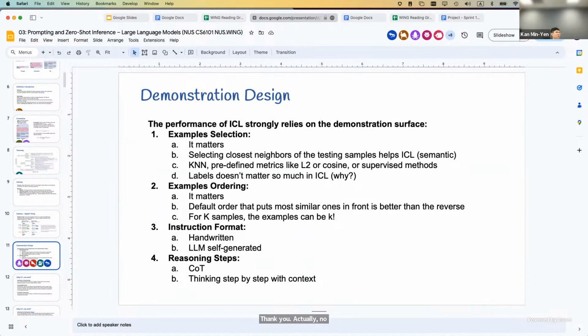Yeah. Temperature 0 means that you don't try to make the distribution smooth. So it is still a distribution. Yeah, there's no guarantee. No guarantee.